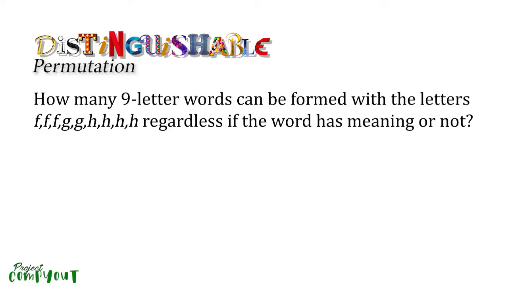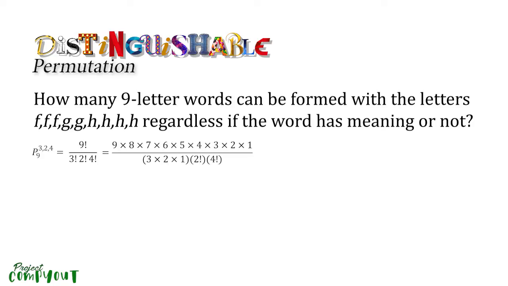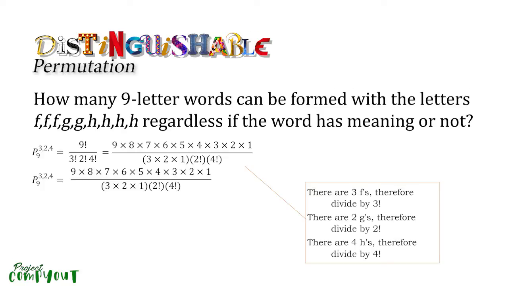Substituting the values above to our formula, we have P, the permutation of 9 objects, taken all of them at a time, such that one object is duplicated 3 times, another object is duplicated 2 times, and another object is duplicated 4 times. Now this is equal to 9 factorial divided by the product of 3 factorial, 2 factorial, and 4 factorial. 9 factorial is equal to 9 times 8 times 7 times 6 times 5 times 4 times 3 times 2 times 1, and this will be divided by the product of the factorials of 3, 2, and 4.